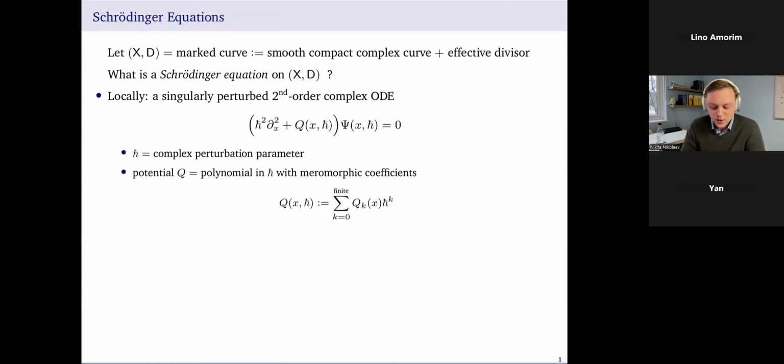Well, locally we know the answer to that. Locally, if I'm working in a local coordinate, I'm looking at a second order ODE that has this very famous Schrödinger form: second derivative, potential times a wave function. It's a singularly perturbed second order ODE, and this is key. So the fact that there is this parameter h bar appearing in the formula, you should think of it as a small perturbation parameter.